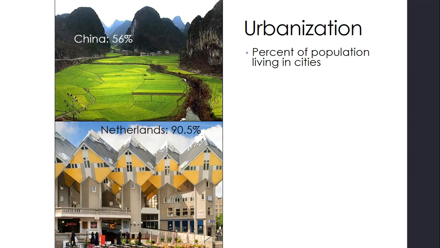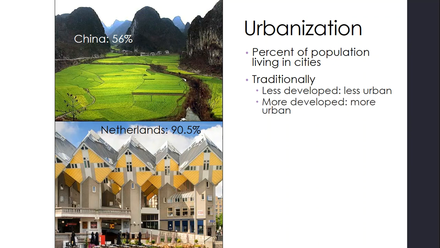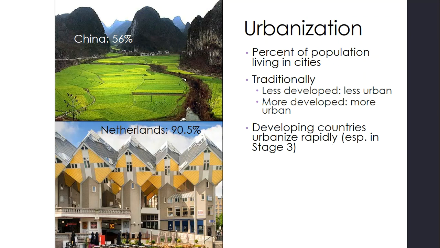So urbanization is the percent of a population living in cities. And globally speaking, a couple of years ago, we passed the 50% mark. So we now have more people on this planet living in urban areas than we do in rural areas. Traditionally, less developed countries are less urban and more developed countries are more urban. So we look at a place like the Netherlands, whose urbanization rate is well over 90%. And China, where it's at about 56%.